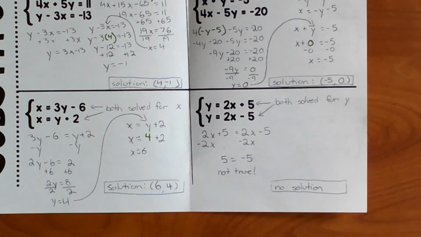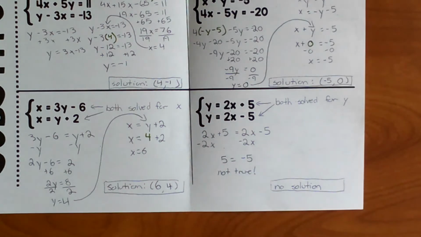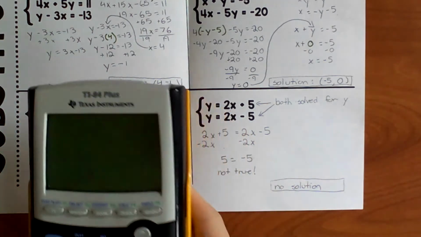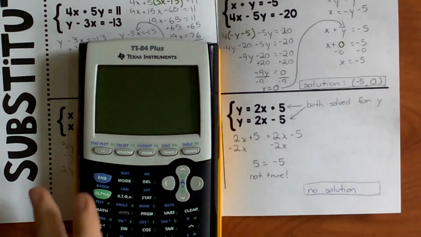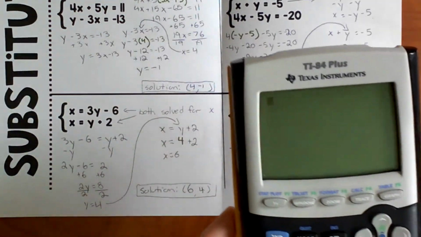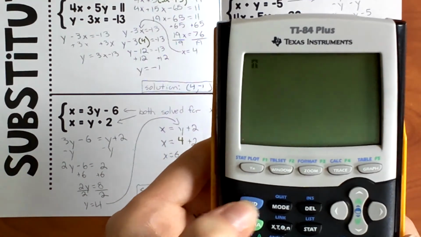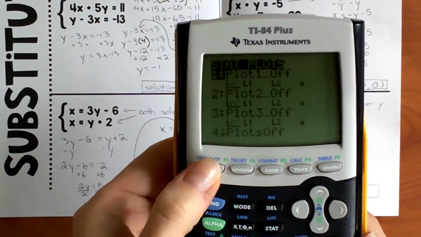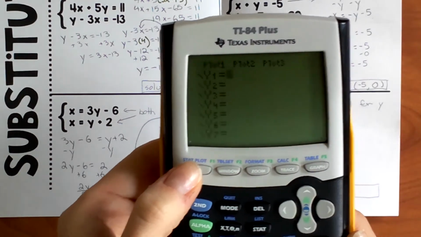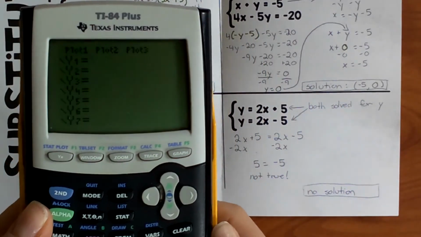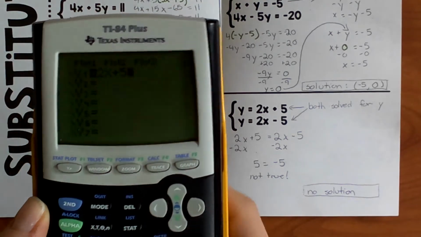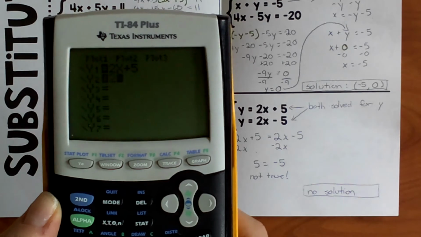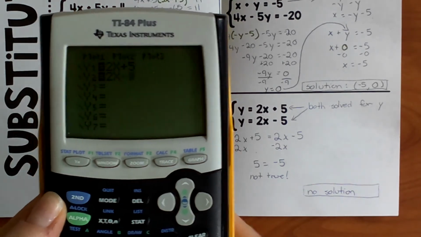So what this would look like if I were to graph both of these equations, I can show you that in my calculator. So remember, if I were going to graph both of these, and this is really nice because this is already set up to be plugged in, what I would do is go to my y equals, and then I'm going to plug in these two equations. So I have 2x plus 5, and then the second equation is 2x minus 5.